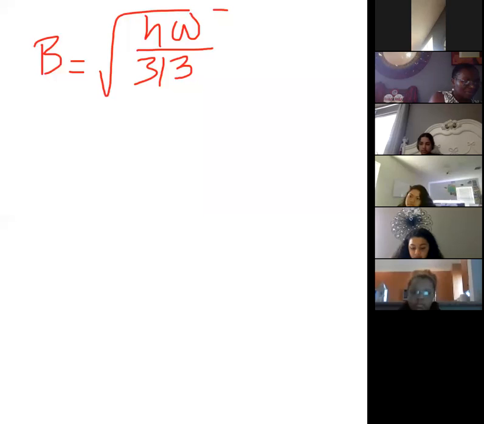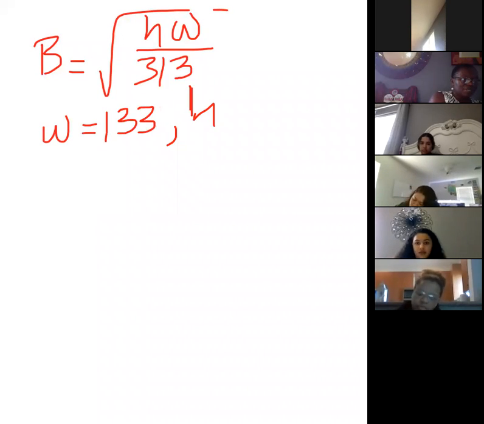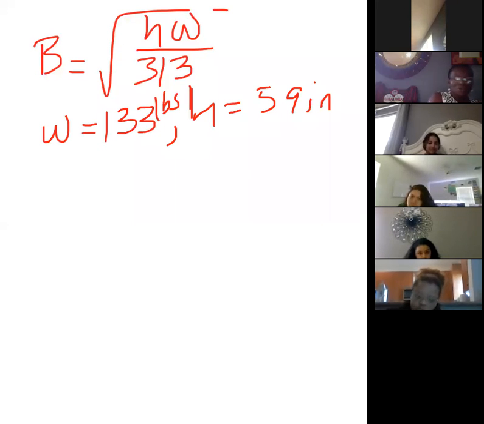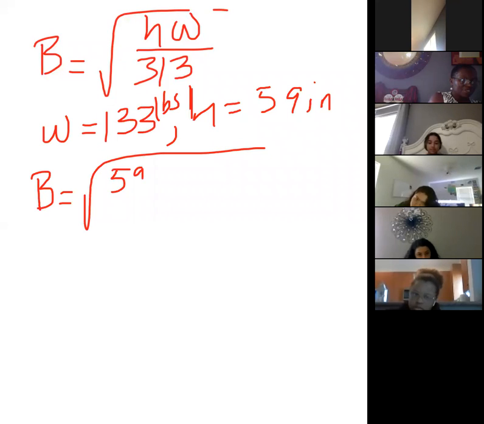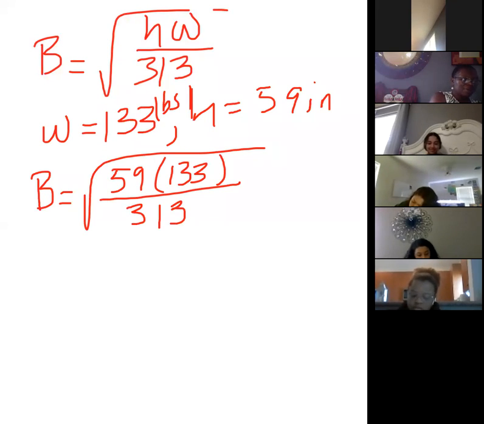133 pounds. So W equals 133. And this individual's height is 59 inches. So we've got to go ahead and figure out the body surface area. So we go into the formula. We plug in 59 for H, 133 for W, and we're going to divide all of this by 31. So guys, this is supposed to be a 1 over here. It just didn't show.